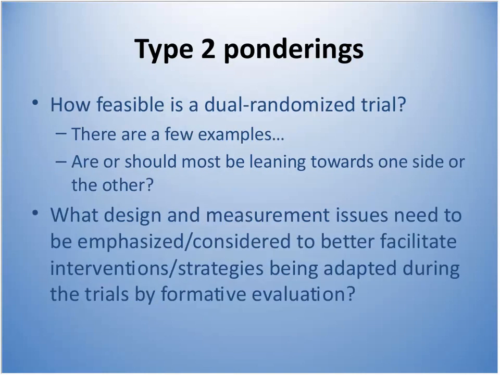hybrid type 1s? For hybrid type 2s, we're not seeing a whole lot of dual randomization, and in those we are seeing pretty simple interventions and simple uptake strategies being tested, unique element models there. And we're wondering if most of these are or should lean more towards the hybrid 1 side or hybrid 3 side.